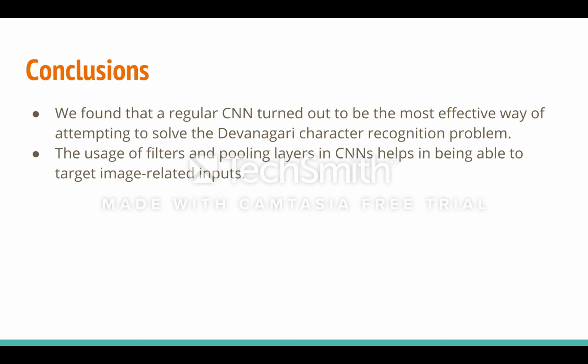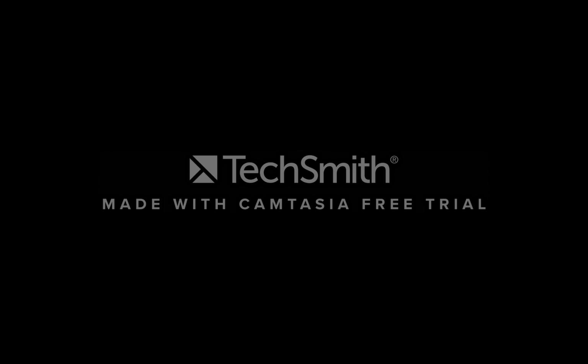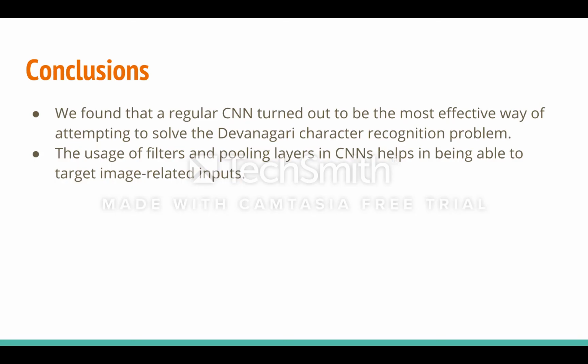We found that a regular CNN turned out to be the most effective way of attempting to solve the Devanagari character recognition problem. The usage of filters and pooling layers in CNNs helps in being able to target image-related inputs.